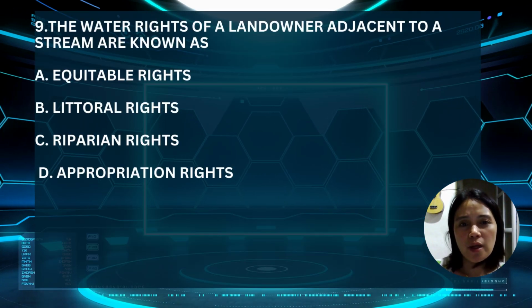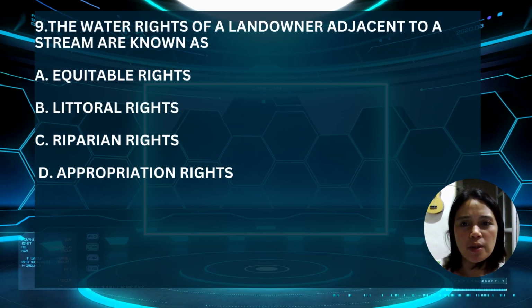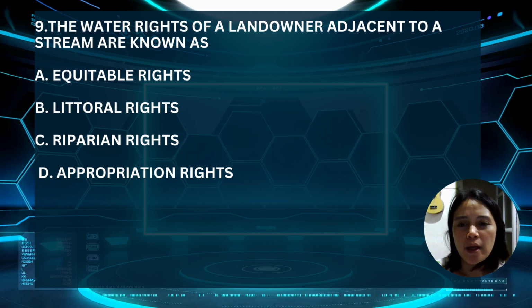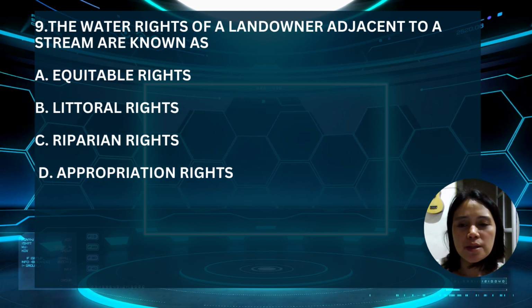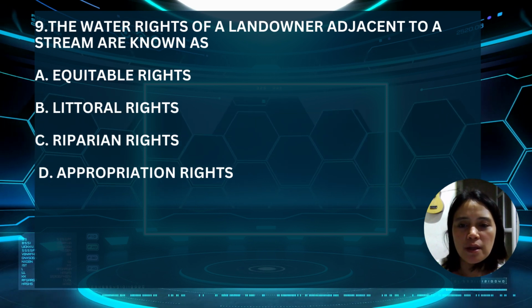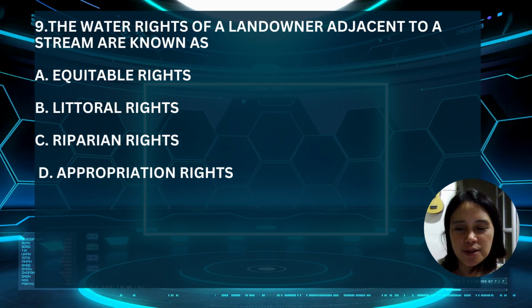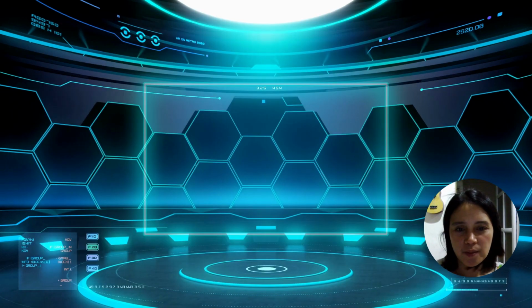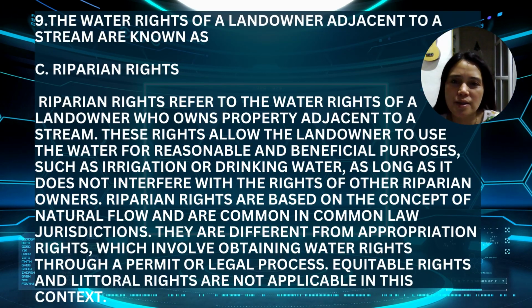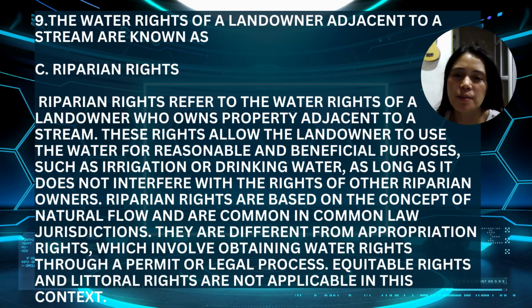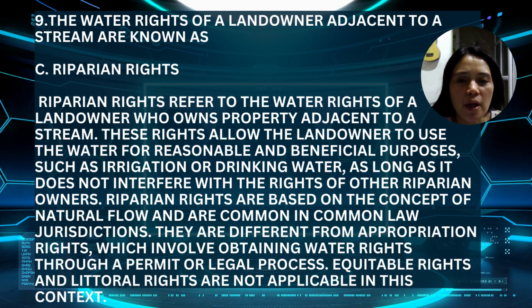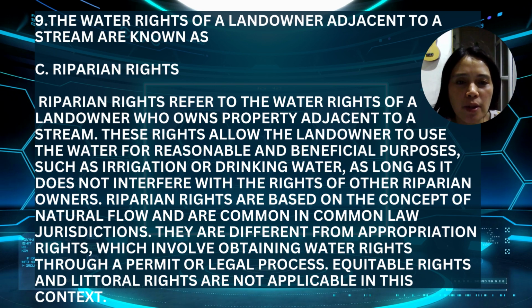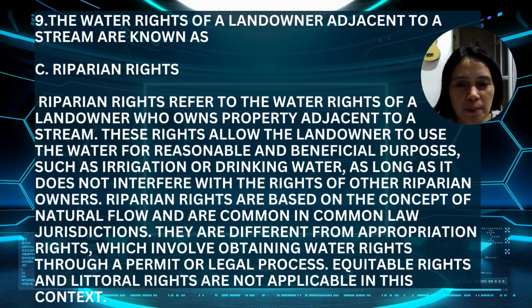The water rights of a landowner adjacent to a stream are known as A. Equitable rights, B. Littoral rights, C. Riparian rights, D. Appropriation rights. C. Riparian rights. Riparian rights refers to the water rights of a landowner who owns property adjacent to a stream.